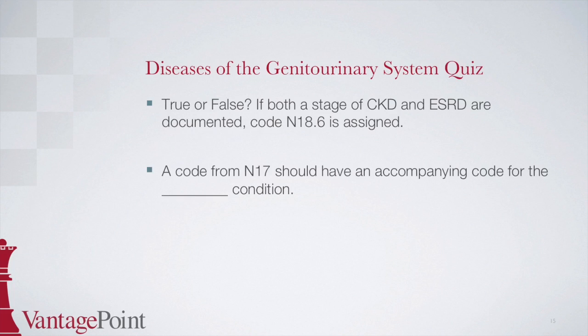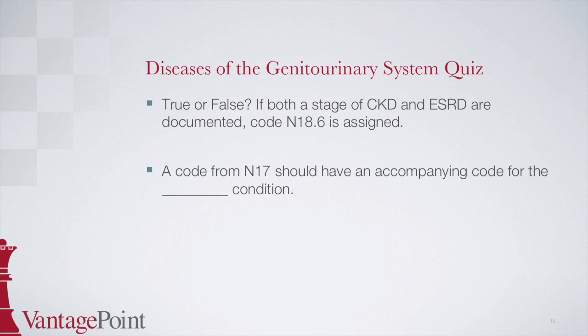Now it's time for our quiz. Our first question is true or false. If both a stage of chronic kidney disease and end-stage renal disease are documented, code N18.6 is assigned. The second question is a code from N17 should have an accompanying code for the blank condition. You can pause the webinar to write down your answers and then hit play to find out if you were correct.